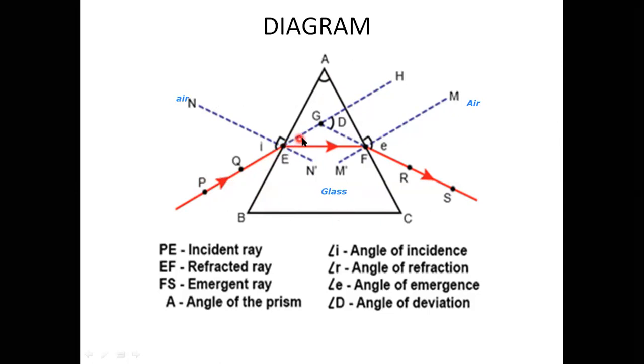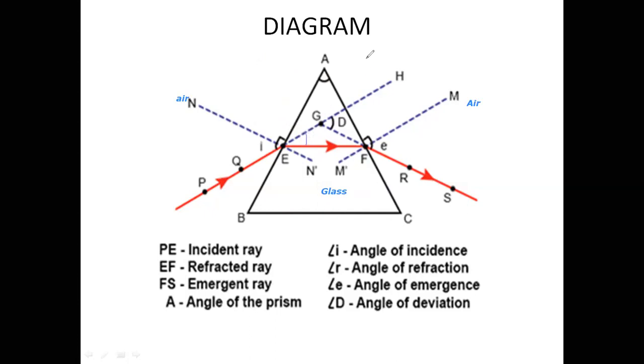must have moved in this direction. It should have moved in this direction, that means in the direction of E and H. But since you have placed this prism ABC, it has refracted and now it is moving in this path EF. Now you see that it has deviated through this angle. You can see that.